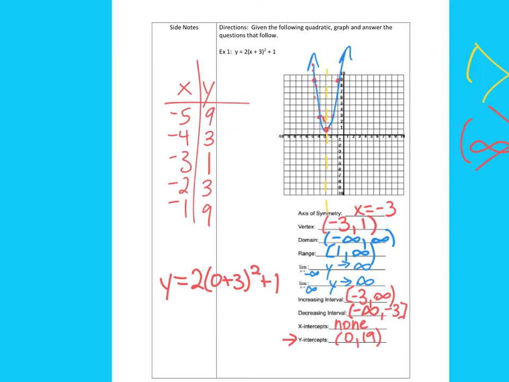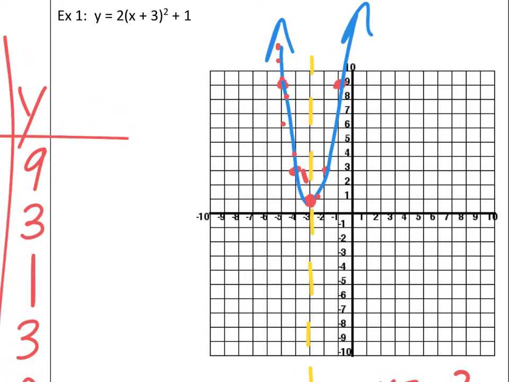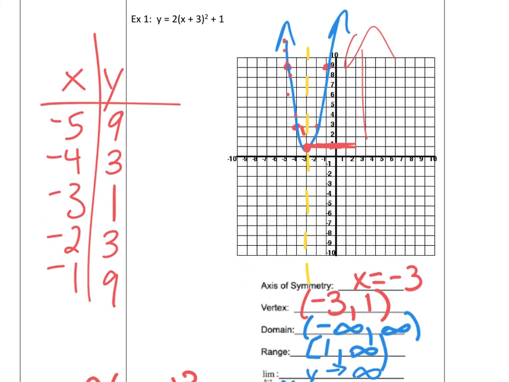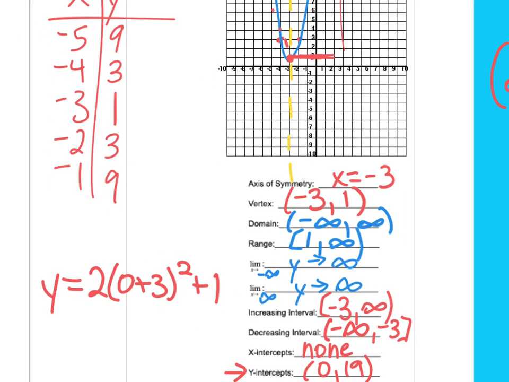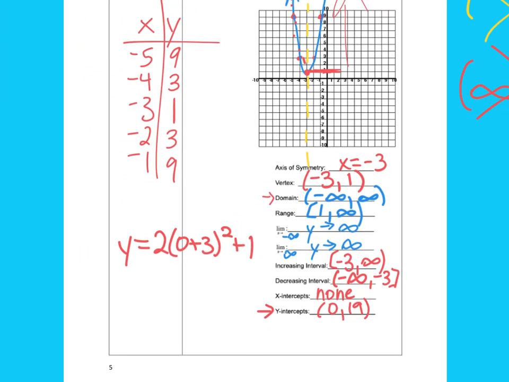For range, that is your y. So from the bottom to the top, where are you going? From the bottom, I see that my graph doesn't start until 1 on my y-axis, and it's going up forever. So just the y-axis is all I care about for range. Just like domain, all I care about is the x-axis. I don't care about the y. Questions on that?